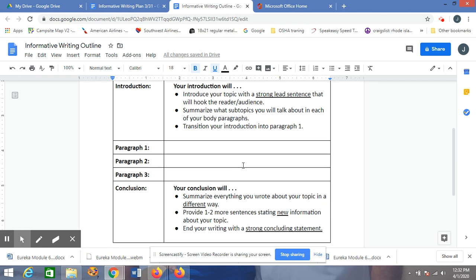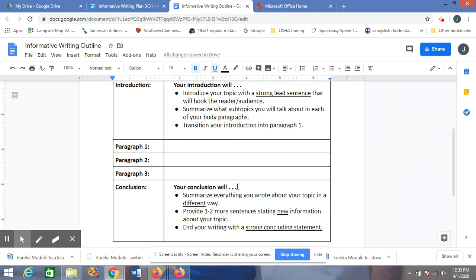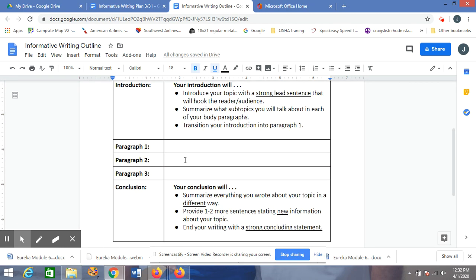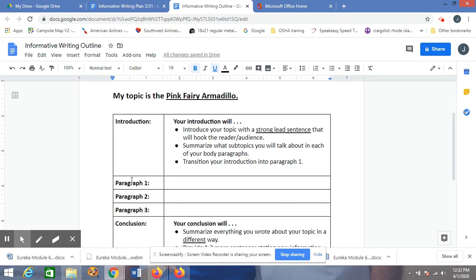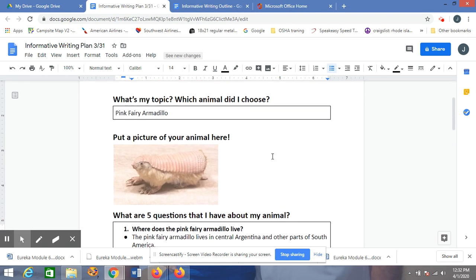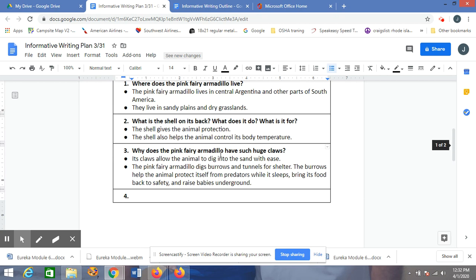In opinion writing, our conclusion restated our opinion. And this one, when we have a longer conclusion, it's going to do a couple different things. And you can go ahead and read that to get a preview, but we're not going to worry about those today. Today, we just want to worry about our 3 body paragraphs, paragraph 1, paragraph 2, paragraph 3. And we want to figure out all that information that we researched about our animals. So you should have your 5 questions filled out.